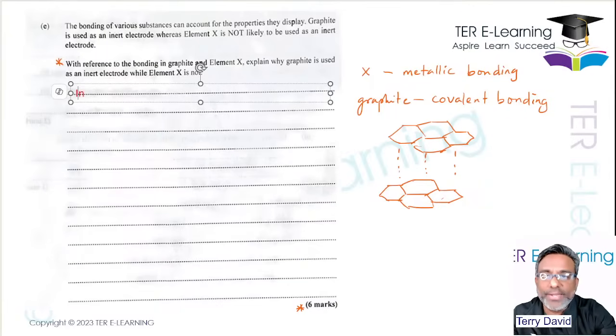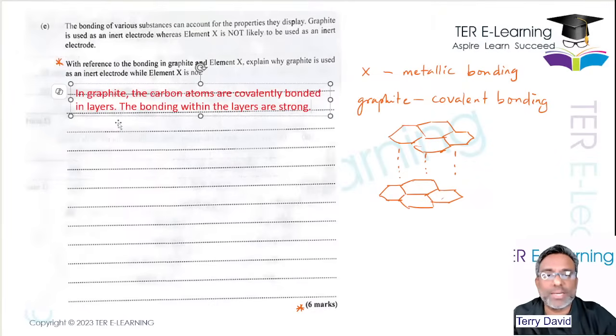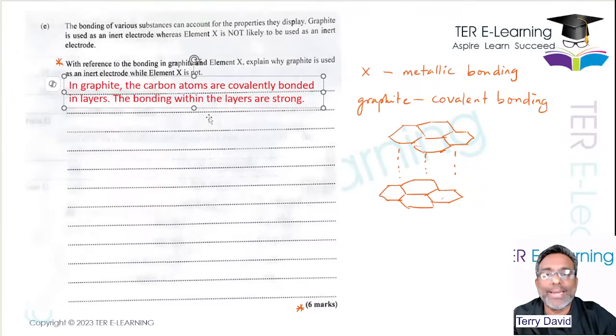In graphite, the carbon atoms are covalently bonded in layers. So we have these hexagonal layers, and the bonding within the layer is strong. Some people have the misconception that covalent bonds are weak bonds, but covalent bonds are actually strong bonds. So in graphite, the carbon atoms are covalently bonded in layers.